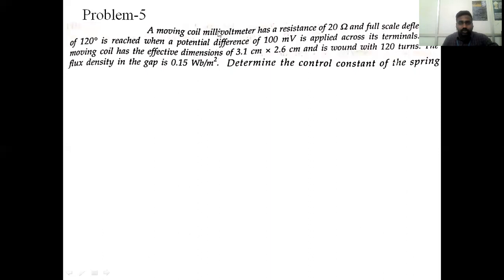So a moving coil millivoltmeter has a resistance of 20 ohm and a full scale deflection of 120 degrees, and it is reading a potential difference of 100 millivolts when it is applied across terminals. The moving coil has an effective dimension of 3.1 centimeter into 2.6 centimeter, and it is wound with 120 turns. The flux density in the air gap is 0.15 Weber per meter square. Determine the control constant of the spring.